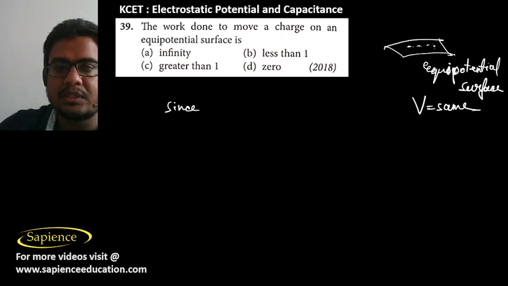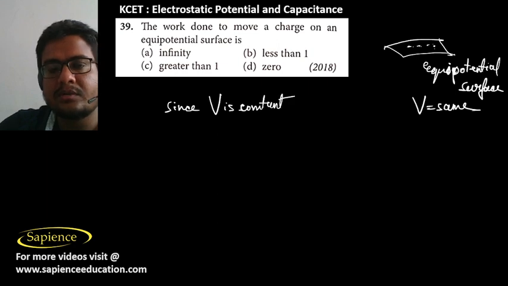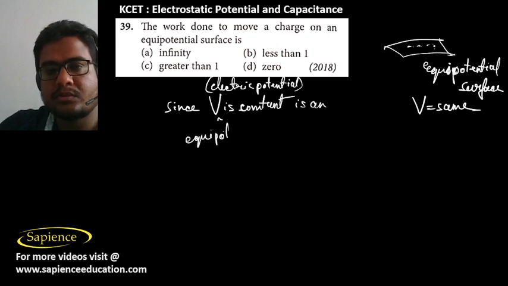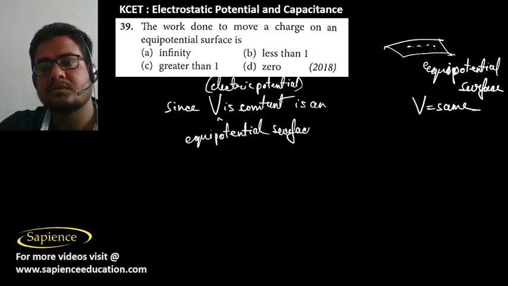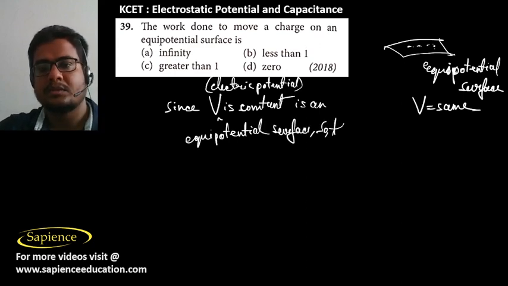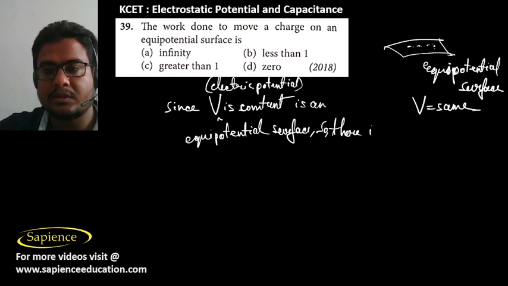So we should say that since V is the same, V is constant, meaning the electric potential is constant on an equipotential surface. So there is no electric field on the equipotential surface.